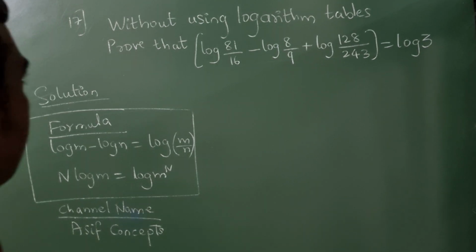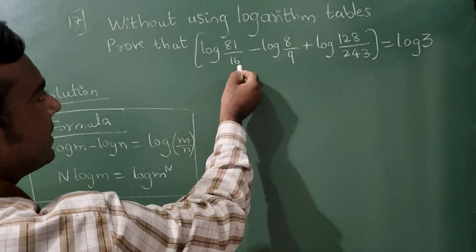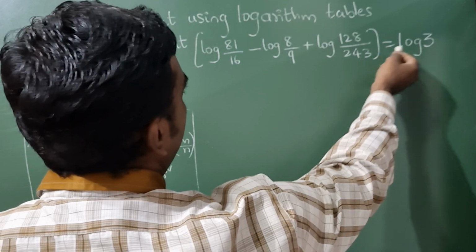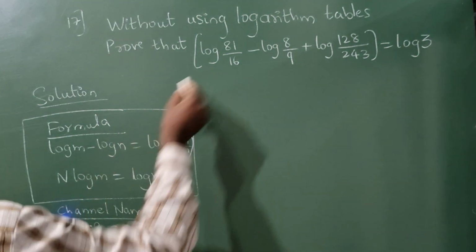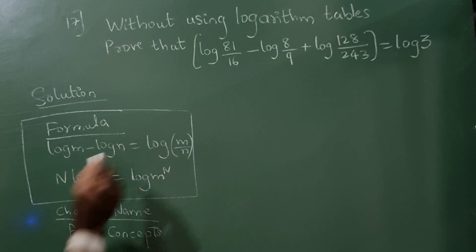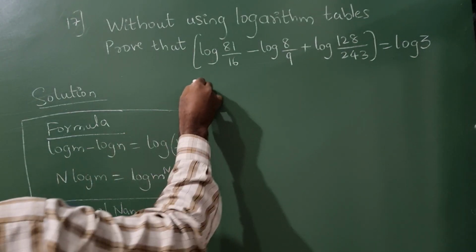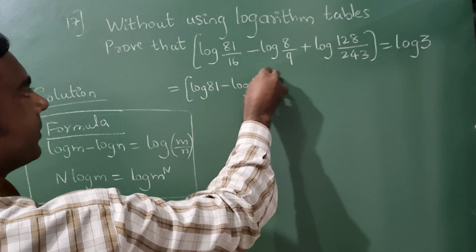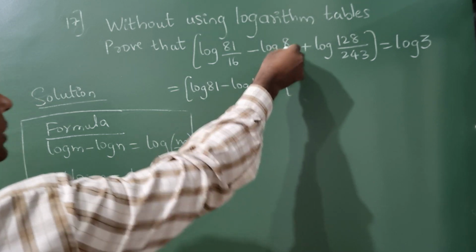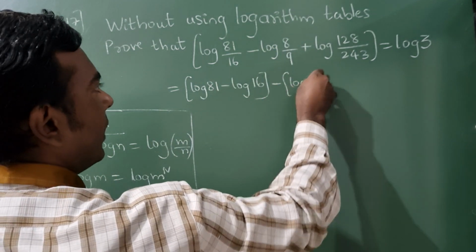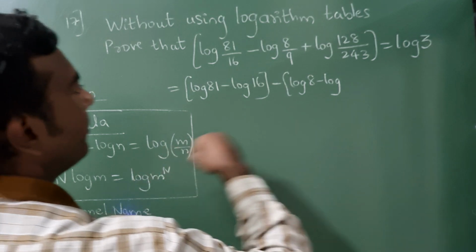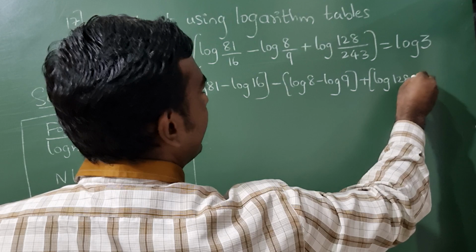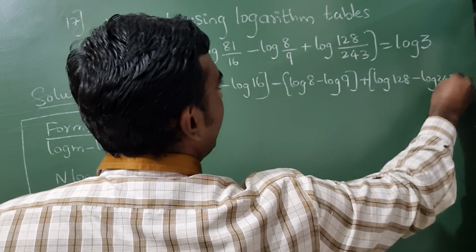Without using logarithmic tables, prove that log 81/16 minus log 8/9 plus log 128/243 is equal to log 3. Here, for this one, I am going to use this formula. Log m/n can be written as log m minus log n. Again for this I am going to apply this formula: log 8 minus log 9 plus log 128 minus log 243.